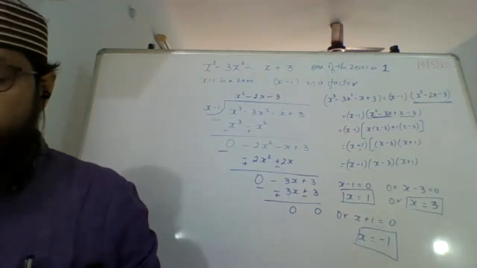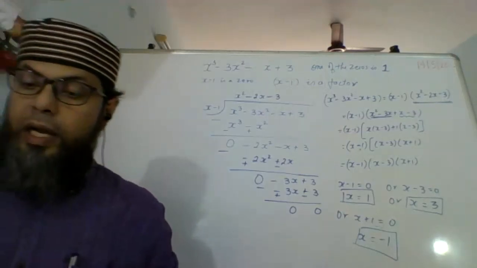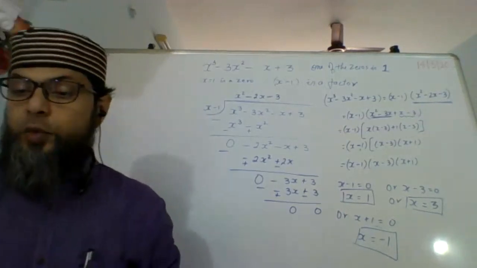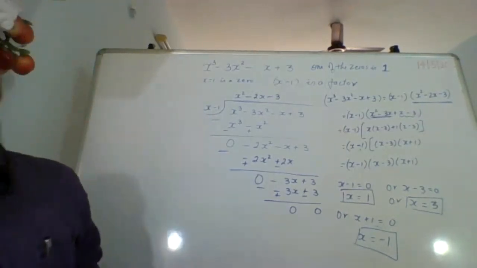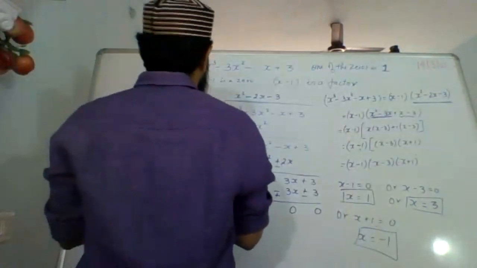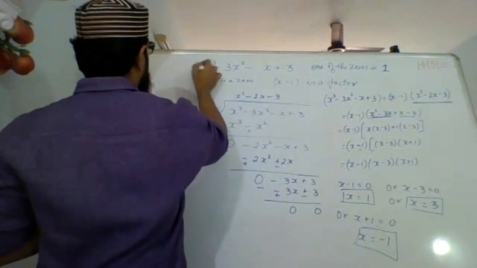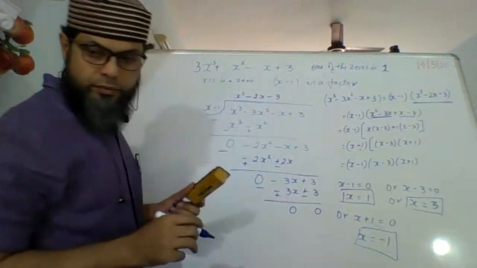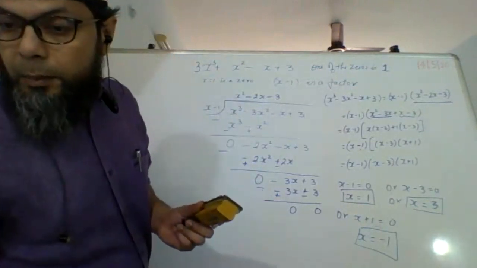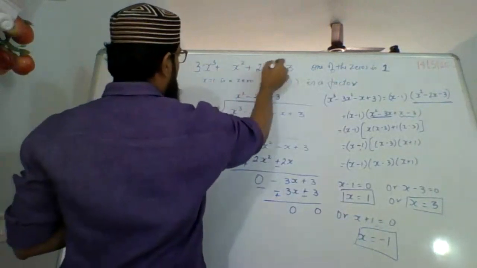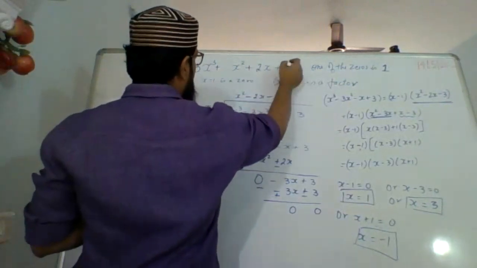So going forward, let's look at another example. Divide 3x cube plus x square plus 2x plus 5.